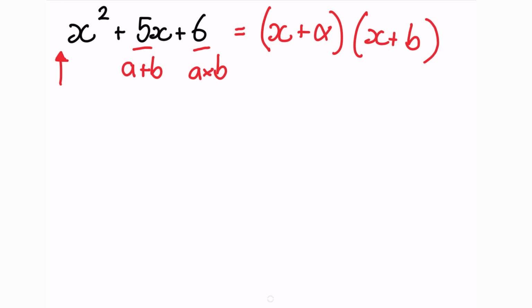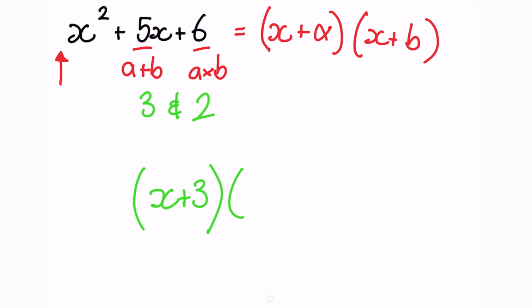So your goal is to figure out what two numbers add to give 5 and times to give 6. If you have a think, you'll see that it's 3 and 2. So therefore, if we wanted to factorize this quadratic, it would be x plus 3 times x plus 2. That would be factorizing our quadratic.